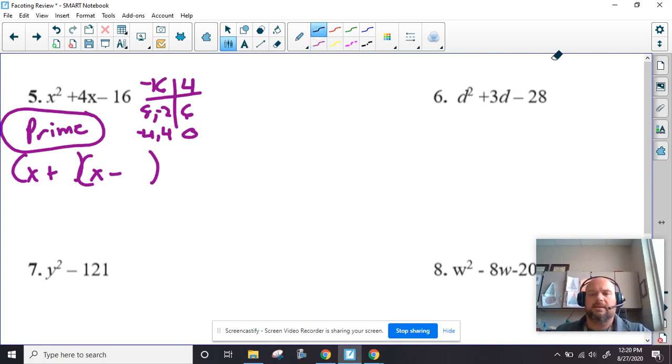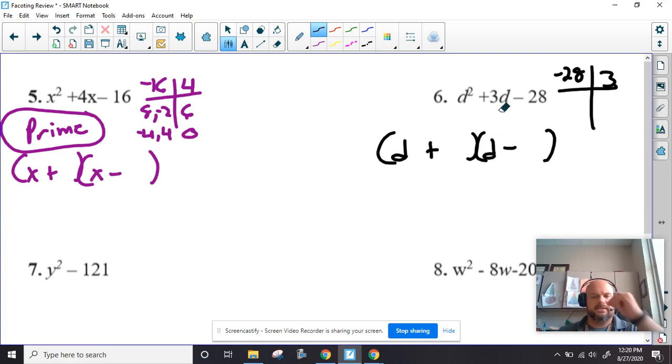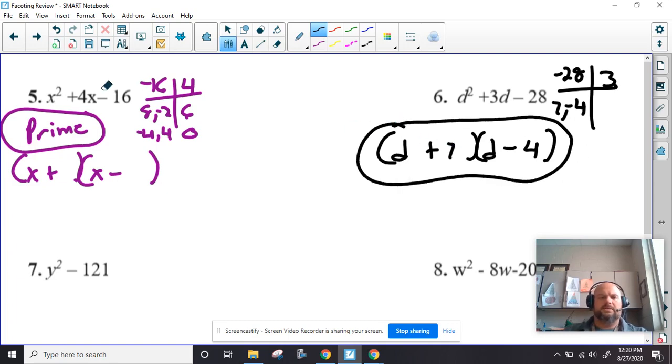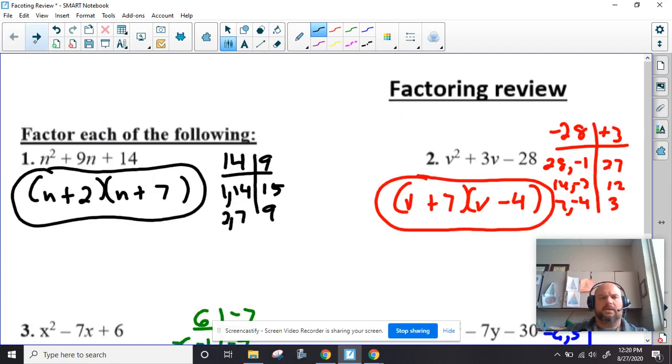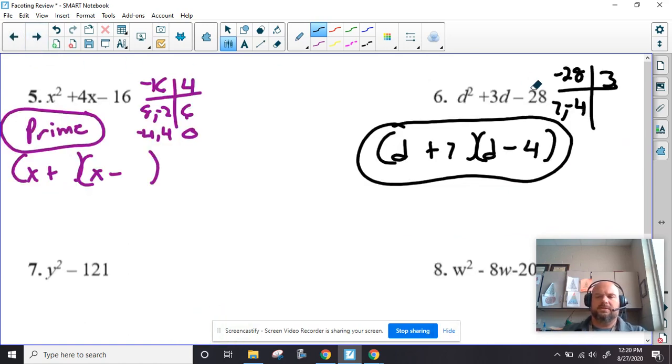All right. Negative 28, 3. One's going to be a plus, one's going to be a minus. All right, since this is a negative, that's positive, bigger number is going to be positive. Now, this is kind of similar to what we had a while ago, correct? If you pay attention to other problems, they can help you. It's the same problem, just different letters.